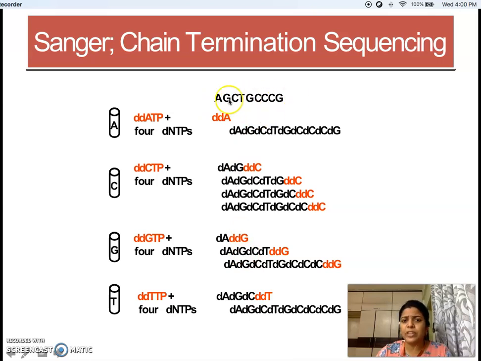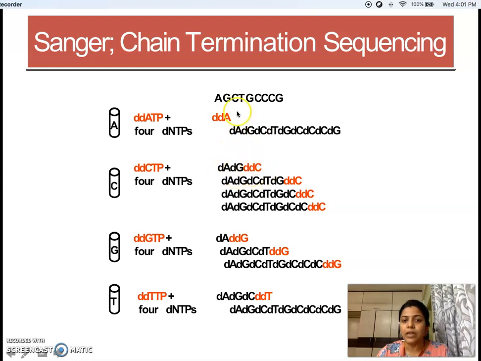So there could be a chance that when a particular template is getting amplified, neither of these ddATP got added. So you will get the entire stretch of your DNA. Now it may happen that instead of a normal dATP getting added at this first position, a ddATP got added. So the termination will take place there itself. Okay, so that is how different things can take place.